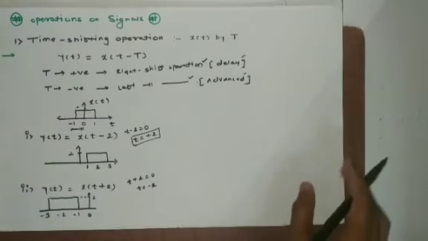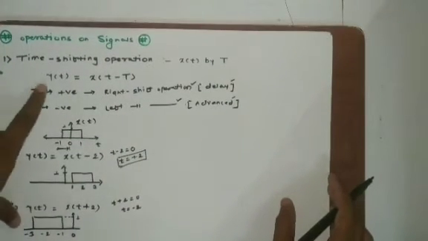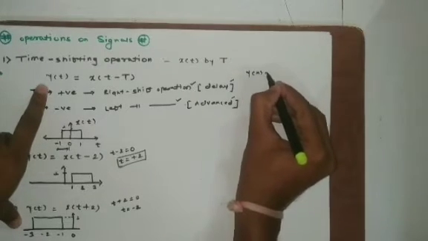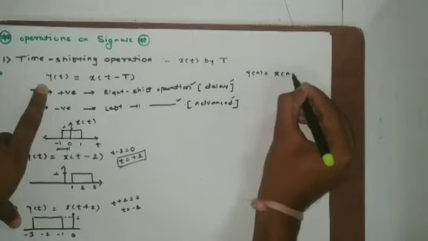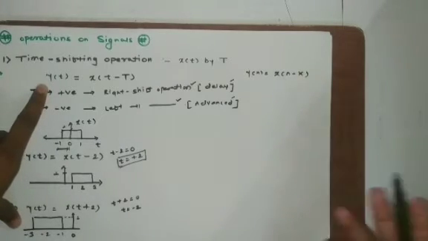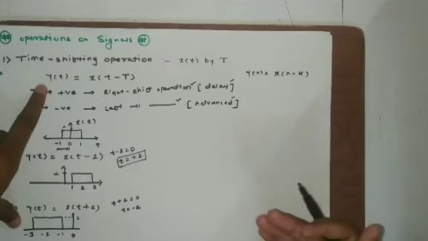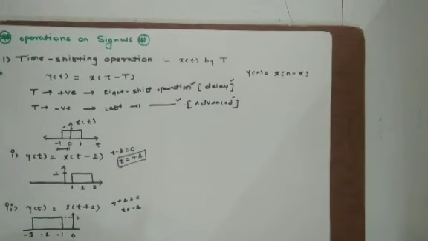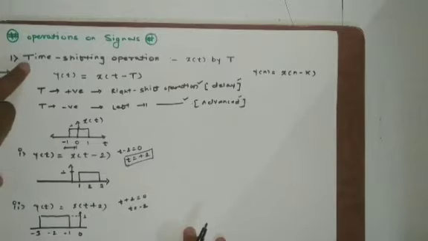A similar function we can accommodate for discrete time signals also. I can write y of n is equal to x of n minus k, where k can be any value. Again, it has two possibilities. It can be positive, it can be negative. So based on that, we can accomplish the first operation, that is called time shifting operation.